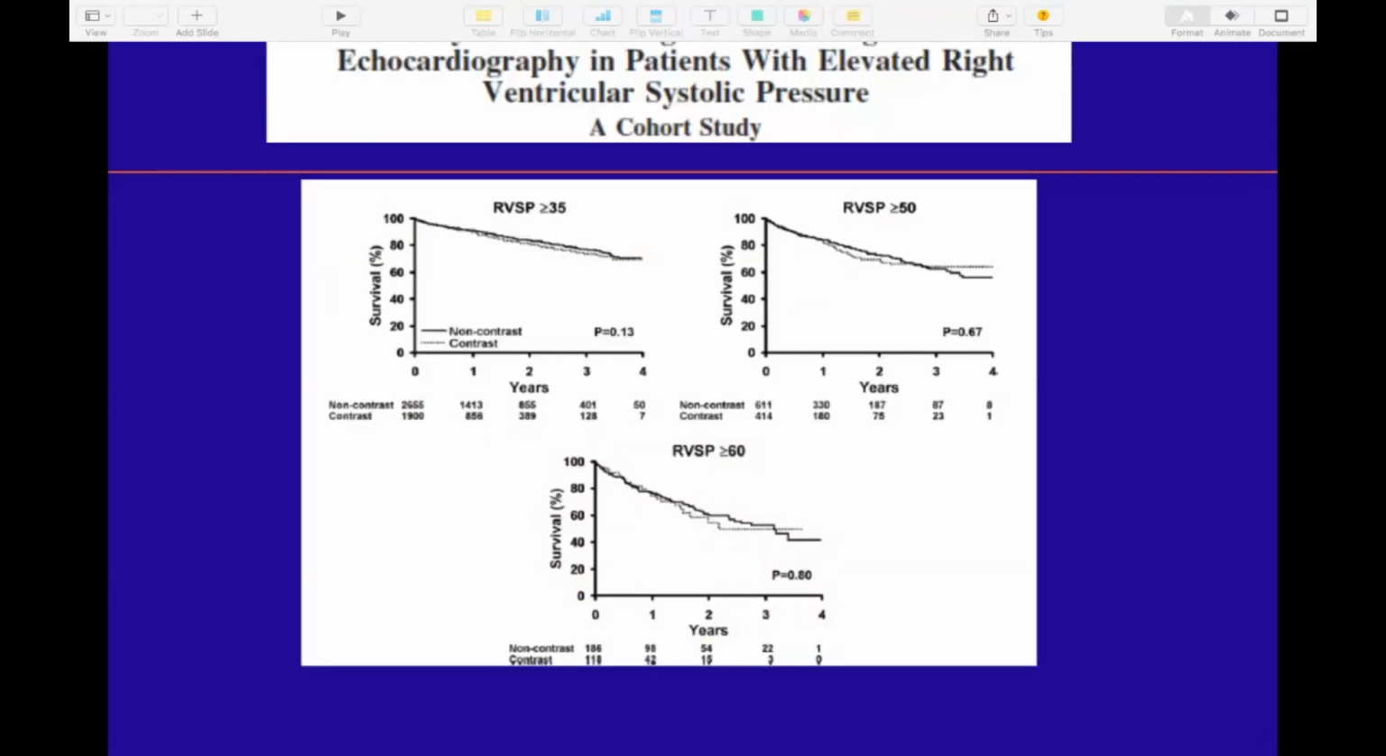Pulmonary artery pressures similarly have been extensively studied, and we now have good data to suggest that there is really no increased mortality or morbidity for patients in all ranges of pulmonary pressures with use of contrast.